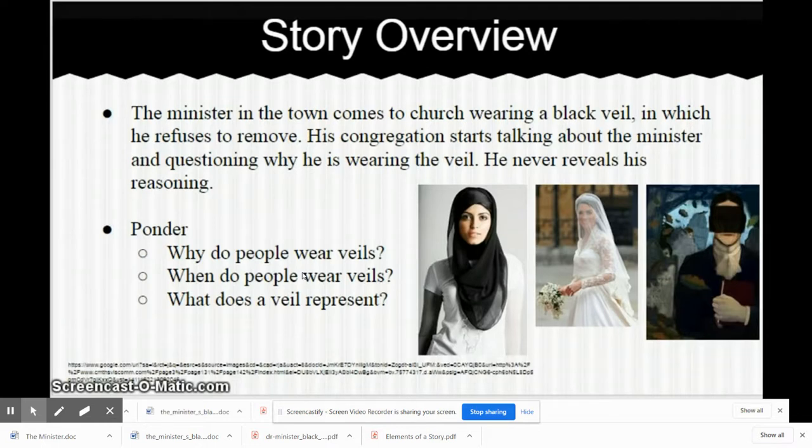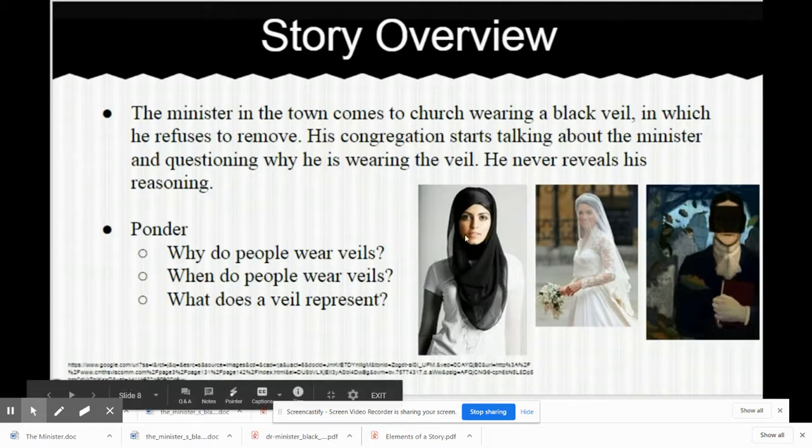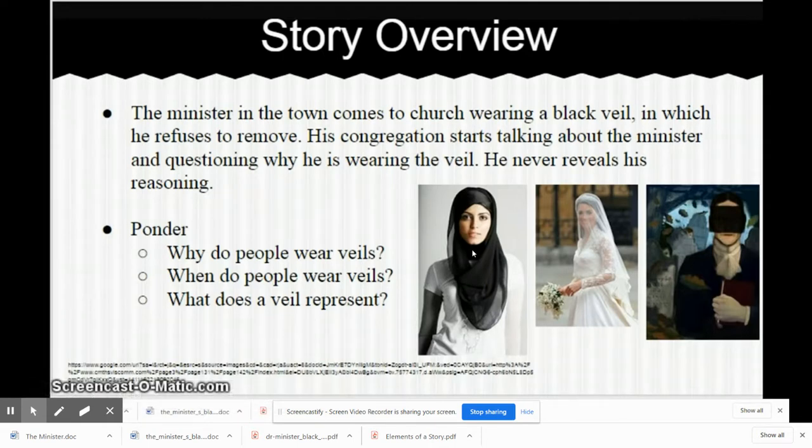What does a veil represent? Usually men do not wear veils. If you are of the Islam faith, some women do wear a hijab to cover their hair. If a woman is getting married, they would wear a veil. Now, for a man who is a pastor or a priest, I'm not sure why they would wear a veil. So, reading this short story, we can conclude, we can infer.